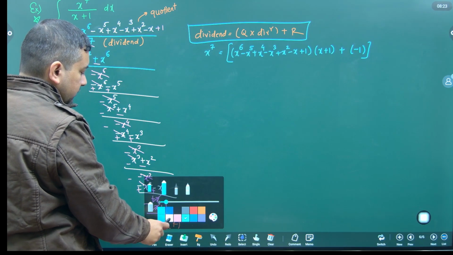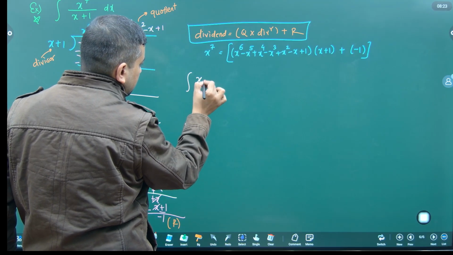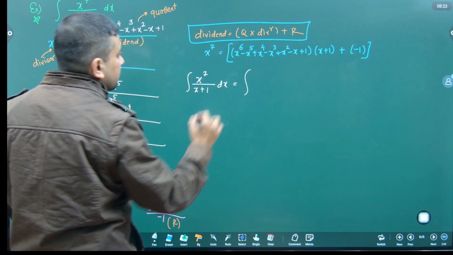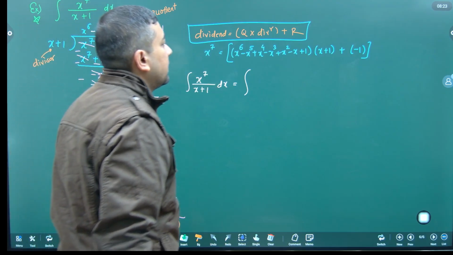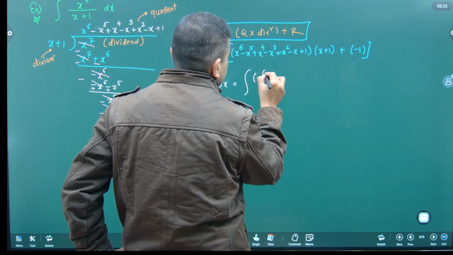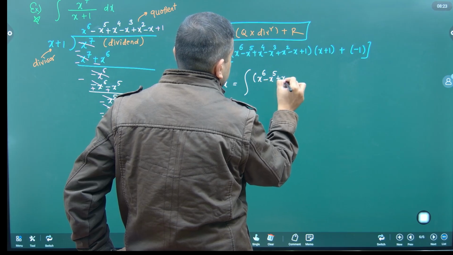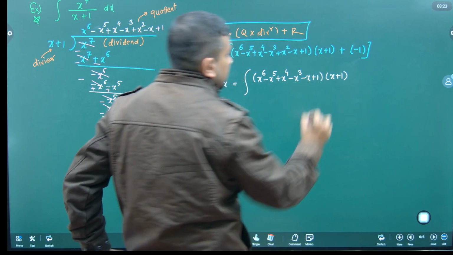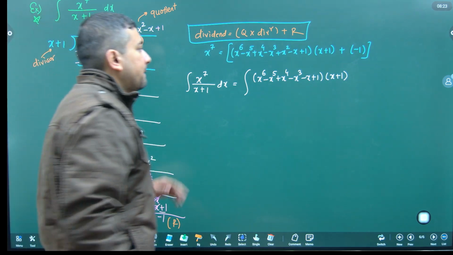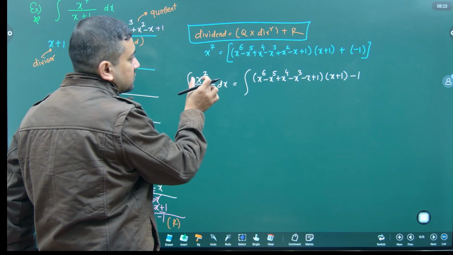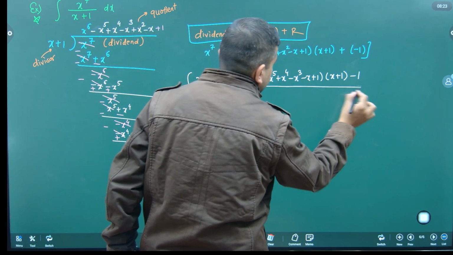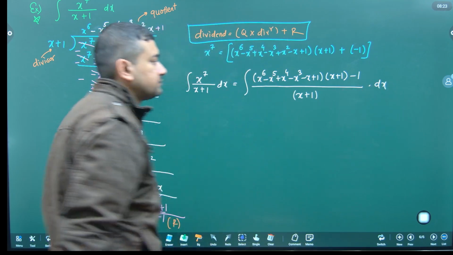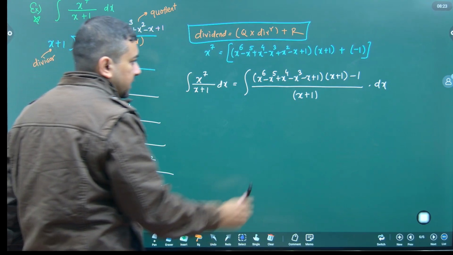So, what we need to find out? See here, understand this. We need to find the integral of x to the power 7 upon x plus 1 dx, which is equal to, now what is x to the power 7? x to the power 7 is x to the power 6 minus x to the power 5 plus x to the power 4 minus x cube plus x square minus x plus 1 into x plus 1, minus 1. This is your x to the power 7 divided by x plus 1 into dx. Right? So, let us split here.